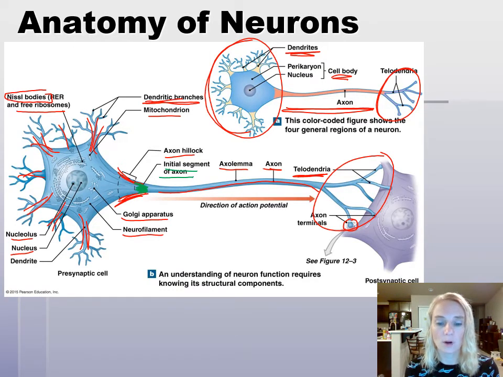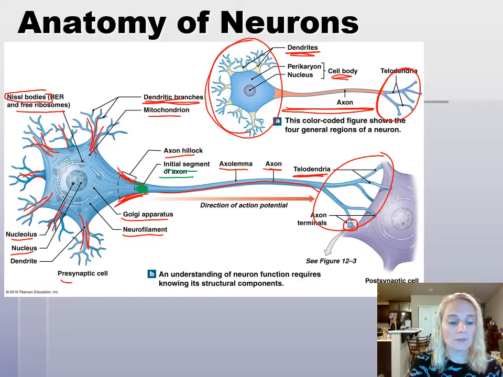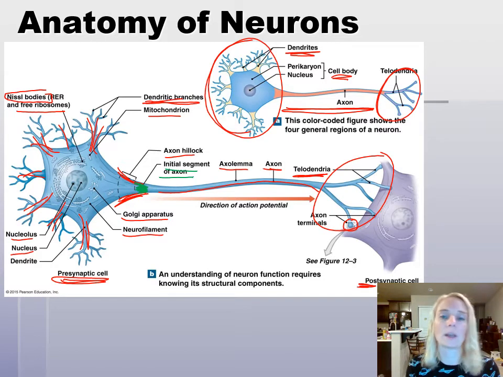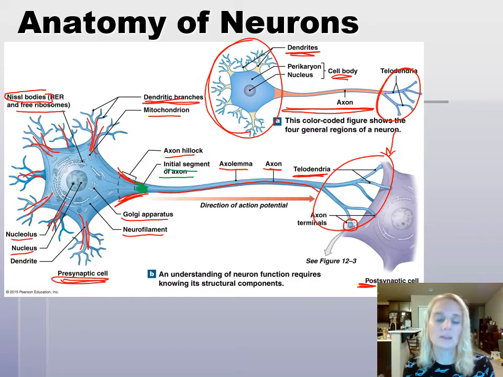Now, a couple words I wanted to highlight before we move away from the slide. We have to start understanding the relationship between the presynaptic and the postsynaptic cell. We saw the synapse in chapter 10, the neuromuscular junction. The presynaptic cell in that case was the motor neuron. The postsynaptic cell was the muscle. And that's totally true.